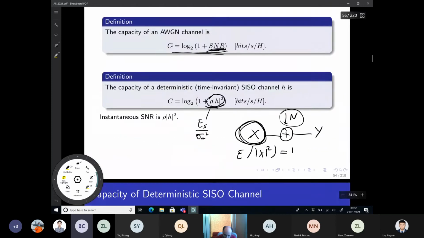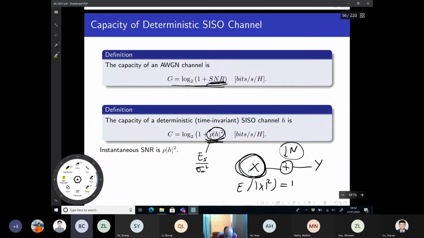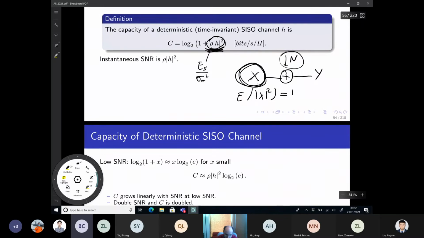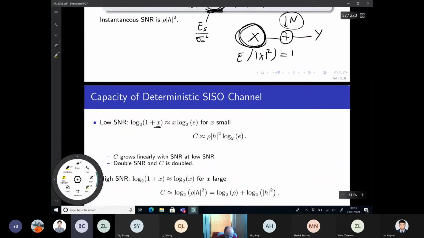Right. So what is the behavior of this now as a function of the SNR, as a function of this quantity here? This is a log 1 plus x. If your x is small, so at low SNR, where my x here is rho h squared, you can approximate this quantity simply as x multiplied by log 2e. Why is this interesting? It tells you something important: in the low SNR regime, when x is small, your rate will scale linearly with the SNR.